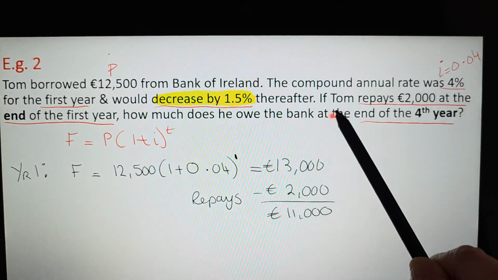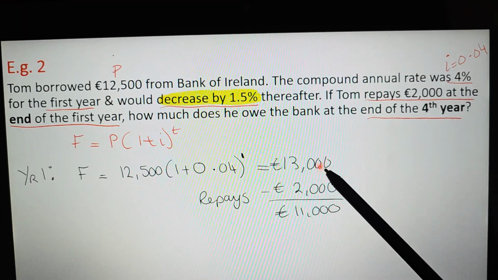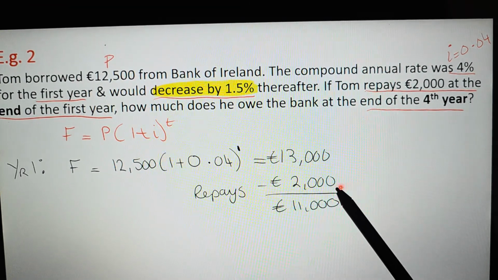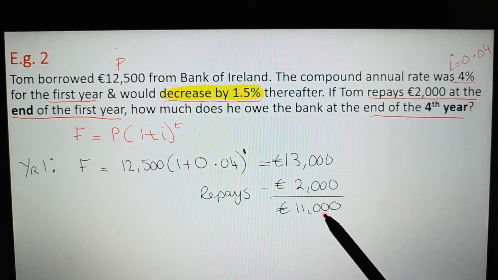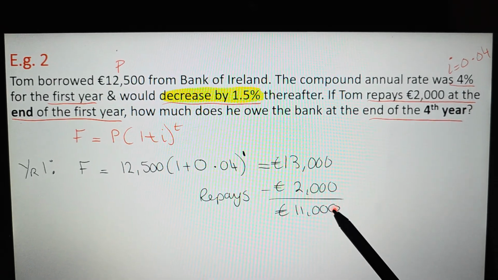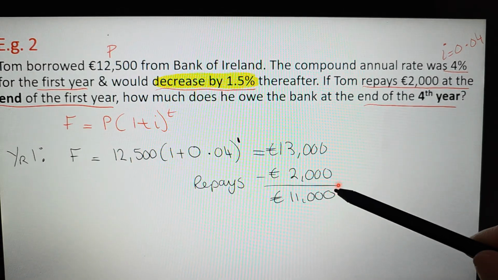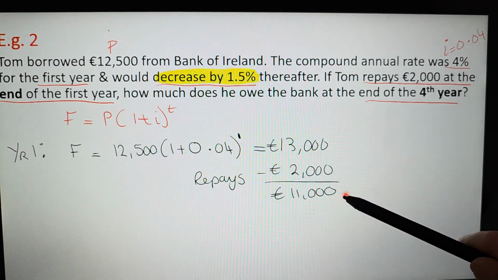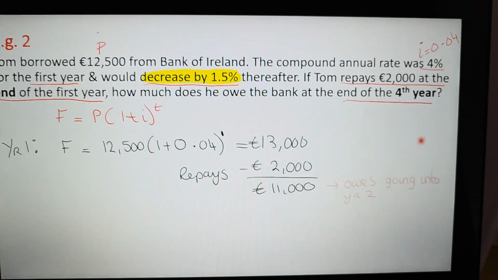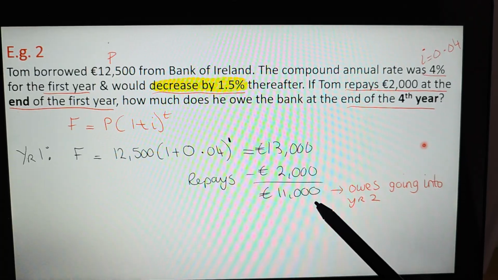But they then said, if Tom repays €2,000 at the end of the first year, so I'm still in the first year, I'm at the end of it, but he's now going to repay €2,000 off of that figure. That means he now owes the bank €11,000 at the end of year 1. If he owes €11,000 to the bank at the end of year 1, he will still owe €11,000 to the bank at the very start of year 2. It doesn't suddenly disappear. Okay, so going into year 2, this is now what he owes the bank.